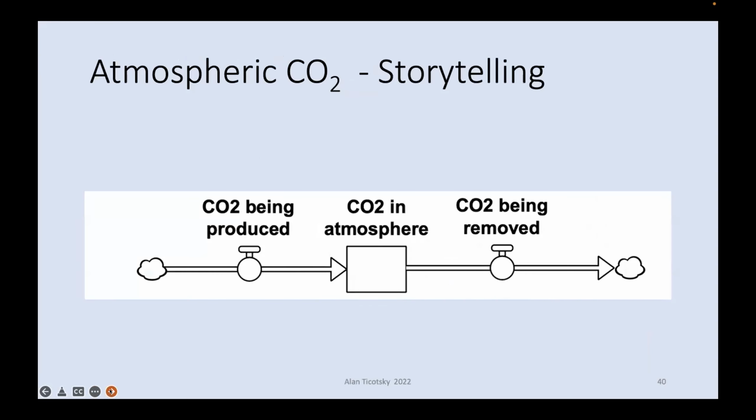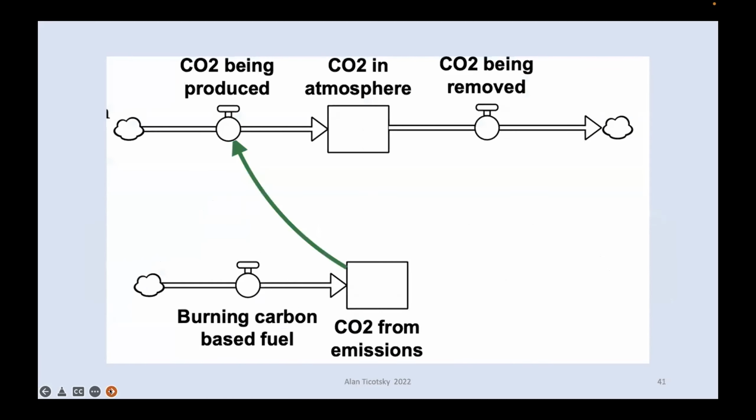Using storytelling is a good method. It's showing parts of a diagram and revealing it a bit by bit. So here's the simple bathtub looking diagram of carbon dioxide in the atmosphere. And the next phase shows the stock of CO2 from emissions increasing and adding to the inflow up here.